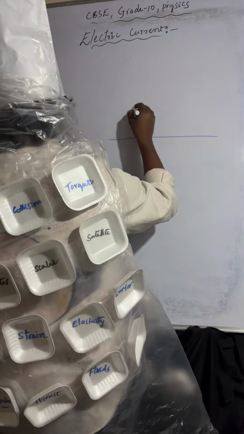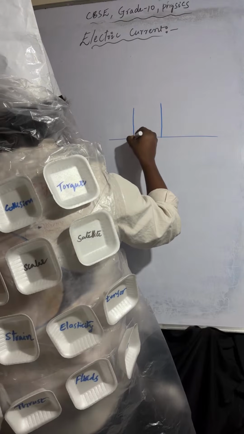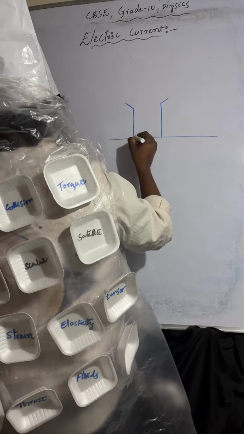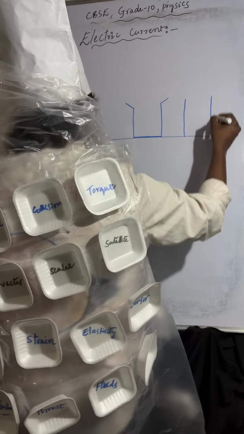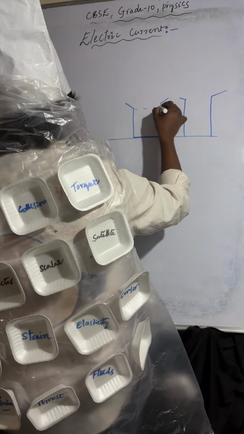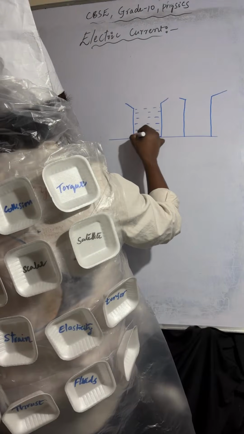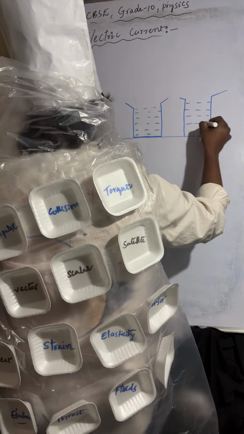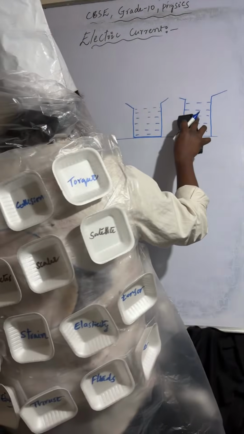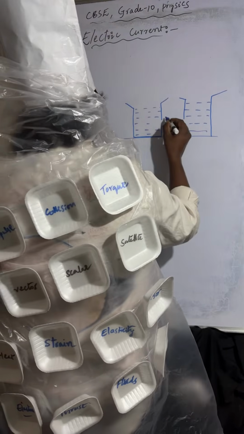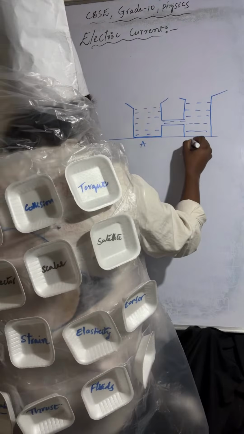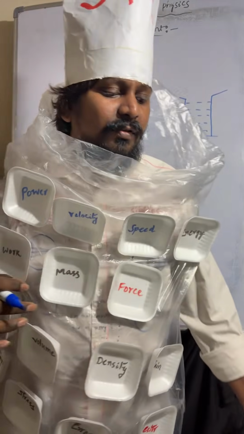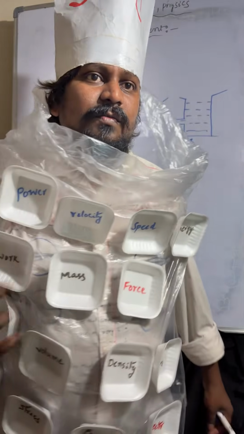So these are two beakers. Here you can see these two beakers are placed at the same height and filled until the top. Here also, I filled the water until the top. I connected one beaker to the other like this, this way and this way. Will water flow from beaker A to beaker B? No, it won't flow.